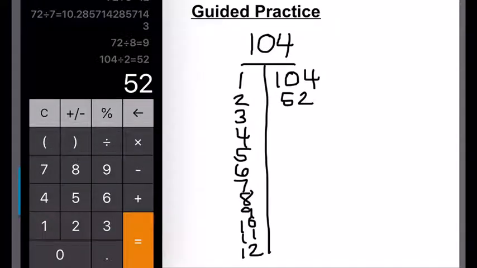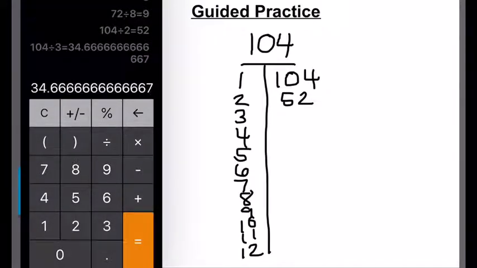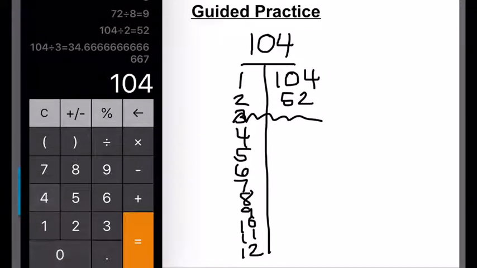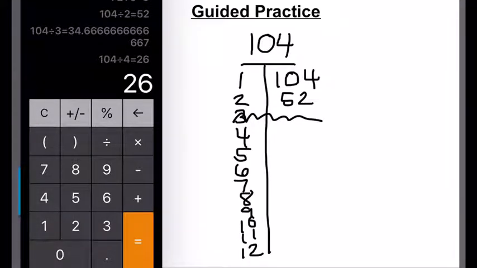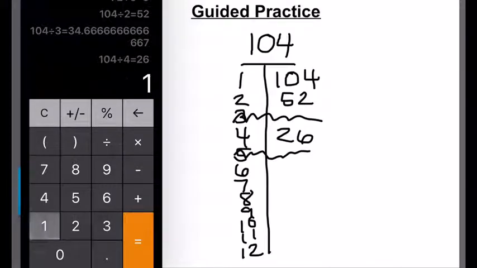4 plus 0 plus 1 is 5. 5 is not divisible by 3. So 104 is also not divisible by 3. It gives us a decimal. So 3 is not a factor of 104. 104 divided by 4 is 26. So my next factor pair is 4 and 26. 104 does not end in 5 or 0, so it is not divisible by 5.